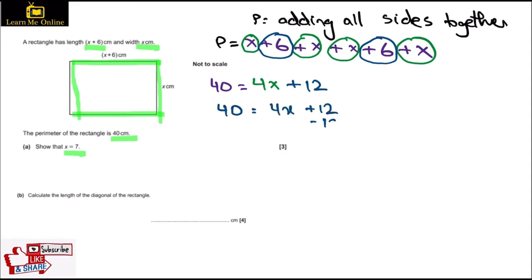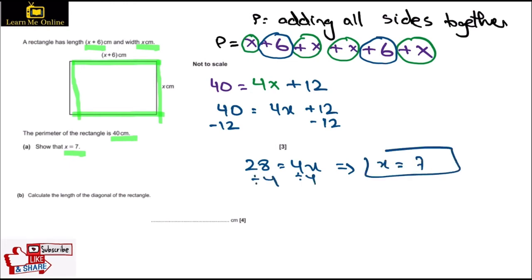You do the inverse, minus 12 on both the sides. So when you do 40 minus 12, you're going to get 28 from here. So that would be 28 equals to 4x, and you divide by 4 on both the sides. You get x equals to 7 from here. So this is the first part. It's for 3 marks, where you have to show that x is equal to 7.